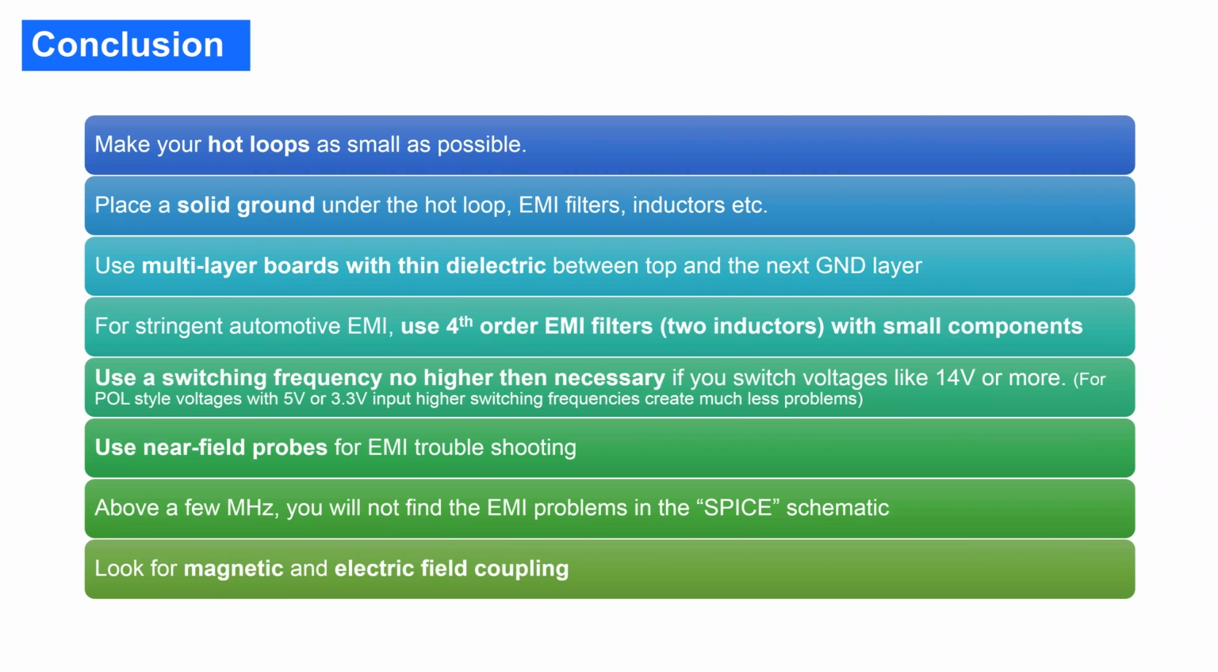I made a probe myself here out of an 0805 capacitor, but there are special magnetic and E-field probes from the usual suspects like Langer, Rohde and Schwarz and so on, you should use for EMI troubleshooting. And above a few megahertz, you won't find your EMI problems in the schematic. So very often you think in schematic and think, okay, I increase the capacitor here, add something here. And most times you get the opposite effect. And I hope today you learned a little bit why it is the case. And look for magnetic and electric field coupling.